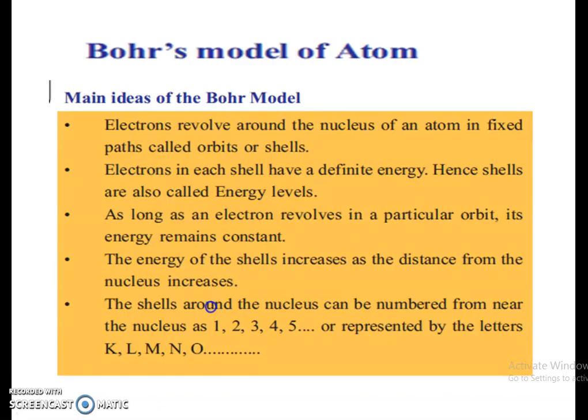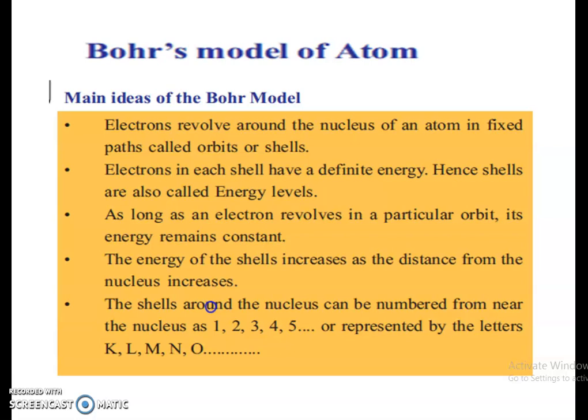In the previous class, we learned about Rutherford's structure of the atom. At present, we are using Bohr's structure of the atom. Now we are following Bohr's model of the atom. The main idea of the Bohr model is that electrons revolve around the nucleus of an atom in fixed paths called orbits or shells. We know that the electrons are revolving around the nucleus. So this was his first statement.